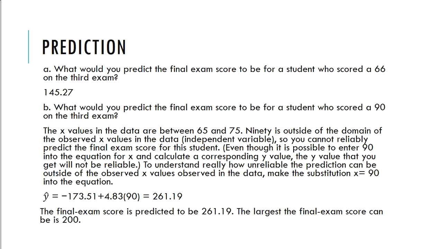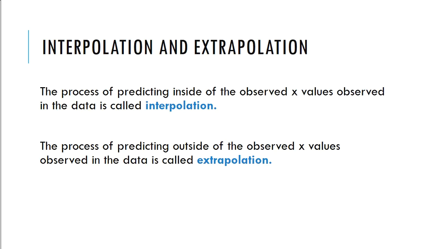You can't use it because the X values only go between 65 and 75, and 90 is outside the domain of those X values. Even if you were to put the 90 in there, it gives you a value of 261.19. And if the final exam can only be out of 200 points, you know you did something wrong. So you always need to be mindful that the X values you're predicting with don't fall outside the range.